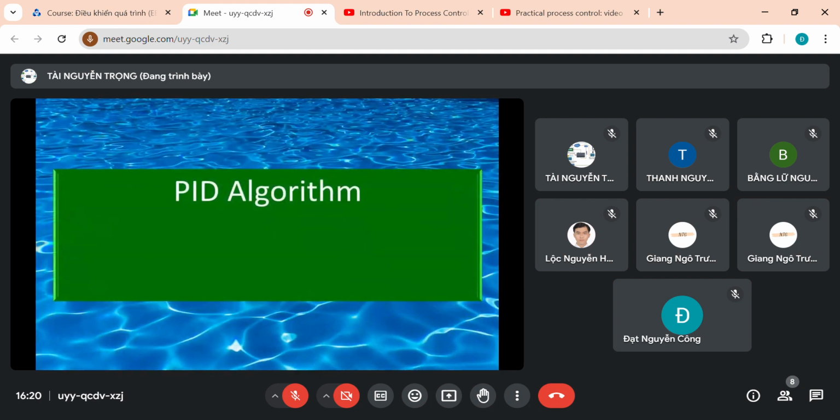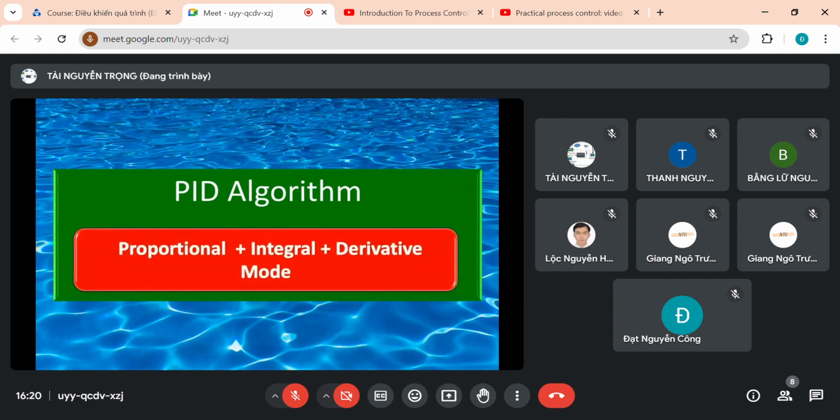PID algorithm, proportional plus integral plus derivative mode.